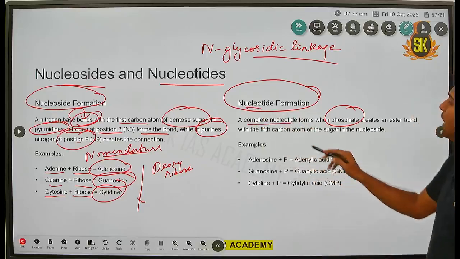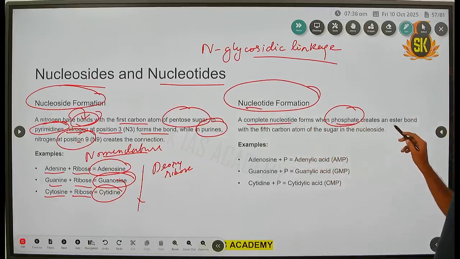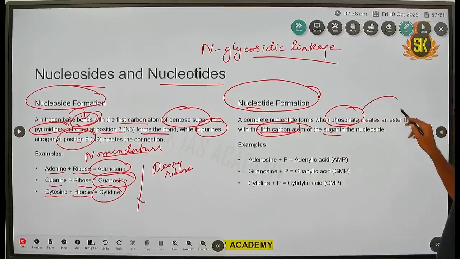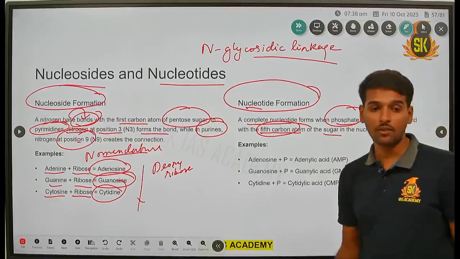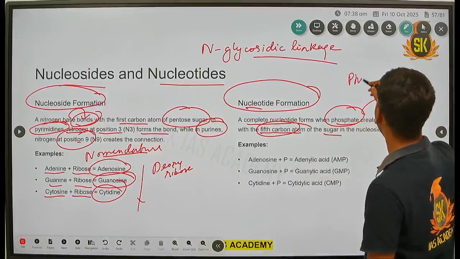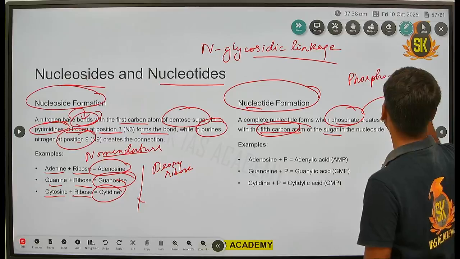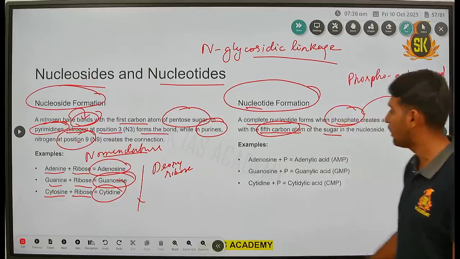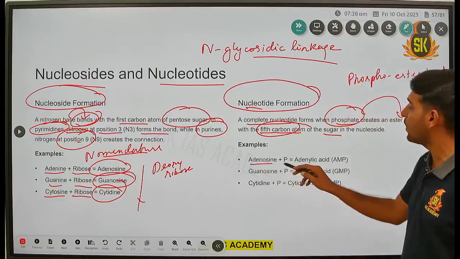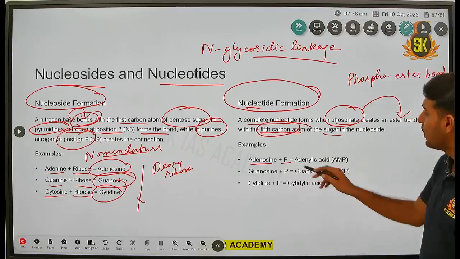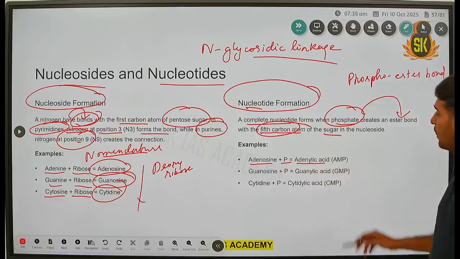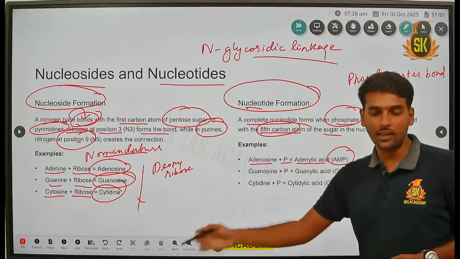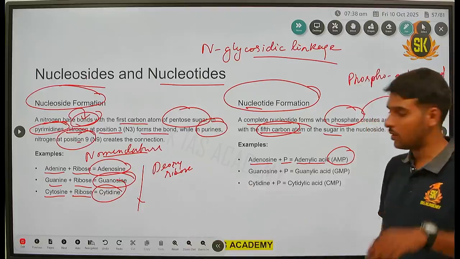A complete nucleotide forms when phosphate reacts with the fifth carbon atom of the sugar, forming what type of bond? That is why it is known as a phosphoester bond. Adenosine plus phosphate becomes adenylic acid, also known as adenosine monophosphate. How many phosphates? One.